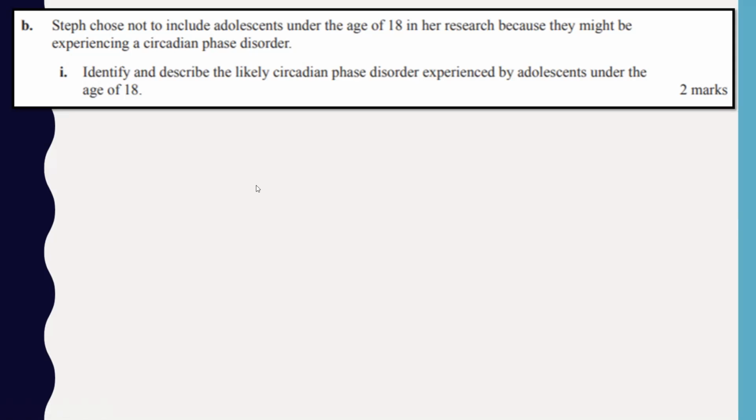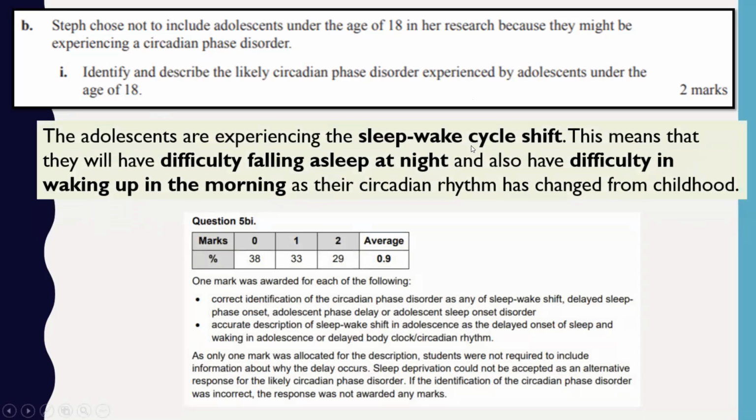Alrighty, so looking at this question now, I've already read this question before. Identify and describe the likely circadian phase disorder experienced by adolescents under the age of 18. This one should have been pretty easy for all of you. It's basically the sleep-wake cycle shift, and it has different names depending on which textbook you use. We refer to it as the sleep-wake cycle shift. Other accepted terms for this disorder are delayed sleep phase onset, adolescent phase delay, or adolescent sleep onset disorder. These are also accepted names used by other textbooks.